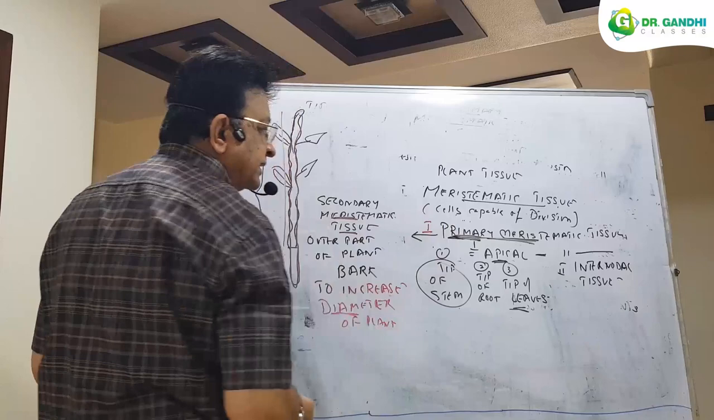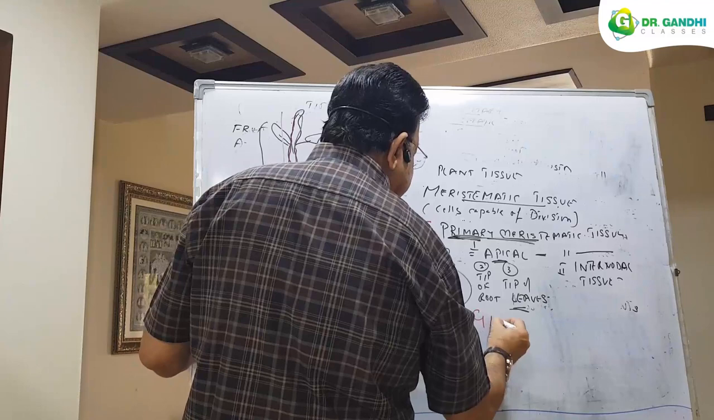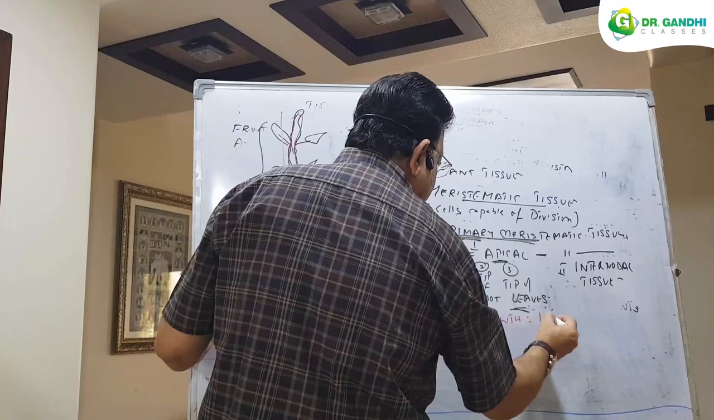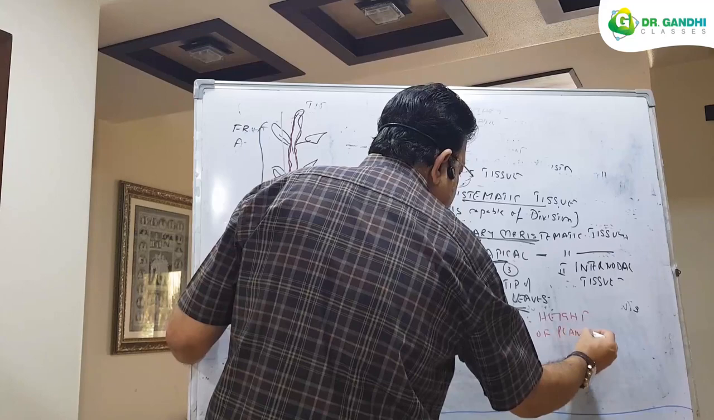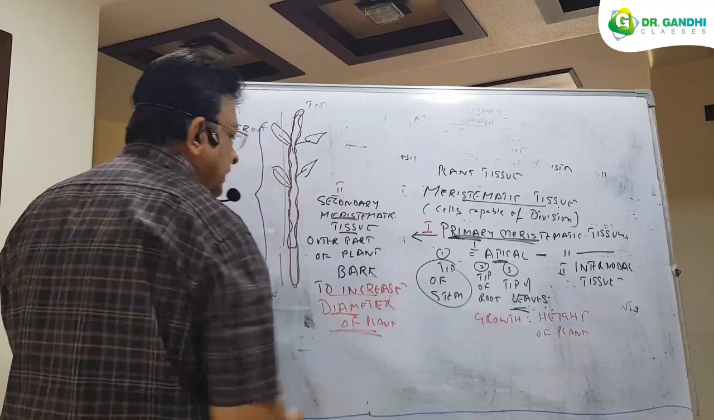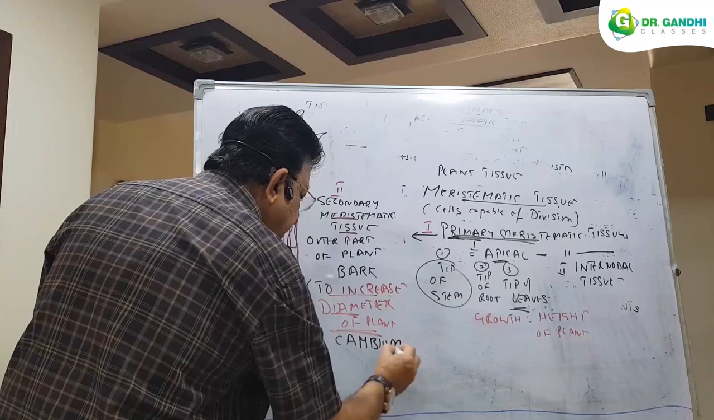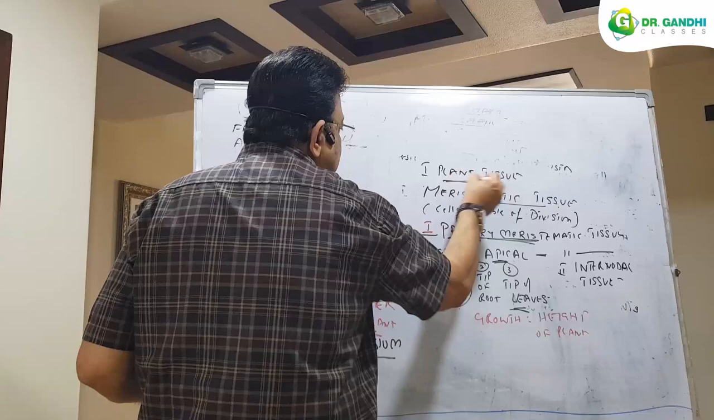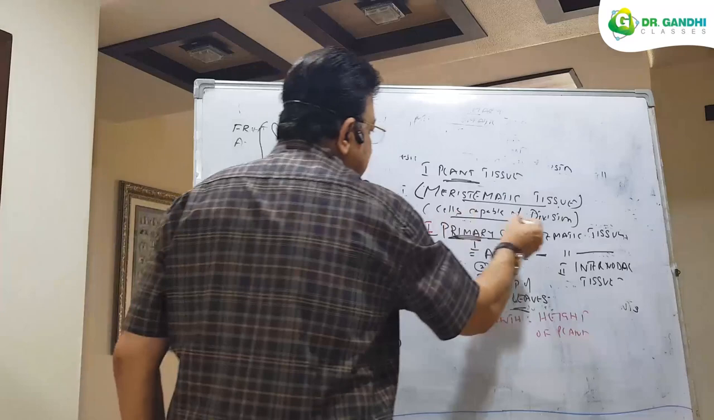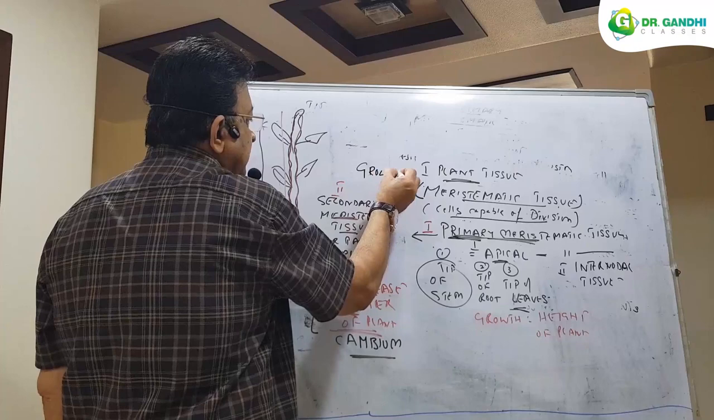Therefore, we have now two types of meristematic tissues, primary and secondary. The function of primary meristematic tissue is to show growth in the form of increasing height of plant. And the secondary meristematic tissue is increasing the diameter of the plant. The secondary meristematic tissue, which increases the diameter, in general is known as cambium. So that is the basic understanding of the first plant tissue called meristematic tissue. Here the cells are capable of division, and because of division they show growth.